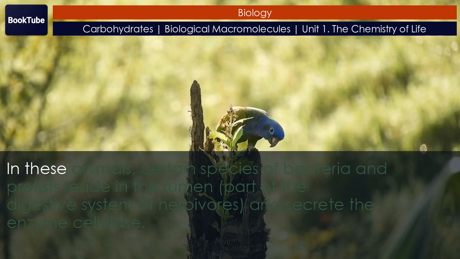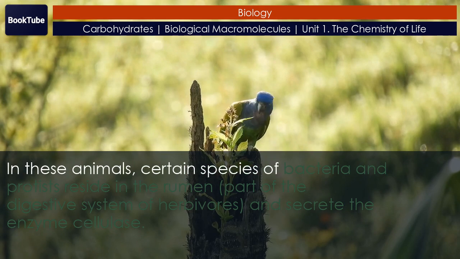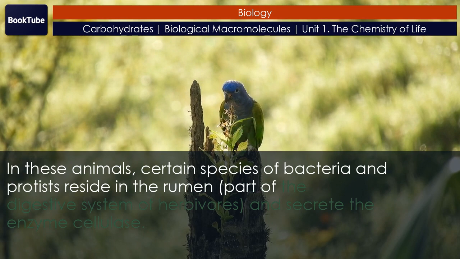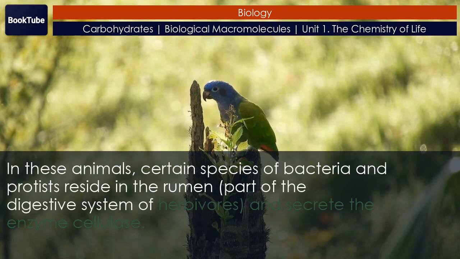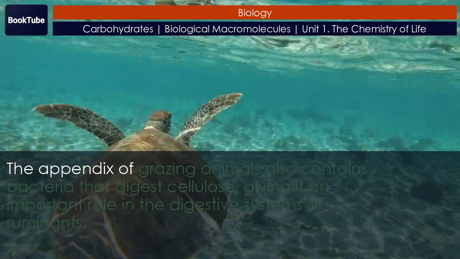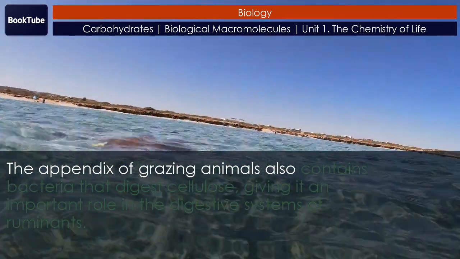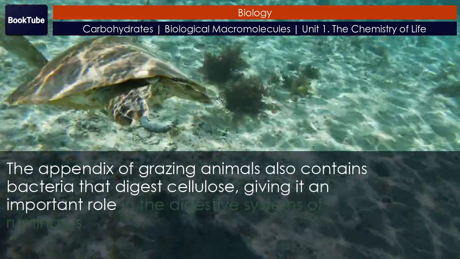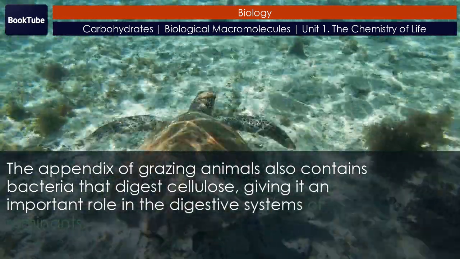In these animals, certain species of bacteria and protists reside in the rumen, part of the digestive system of herbivores, and secrete the enzyme cellulase. The appendix of grazing animals also contains bacteria that digest cellulose, giving it an important role in the digestive systems of ruminants.